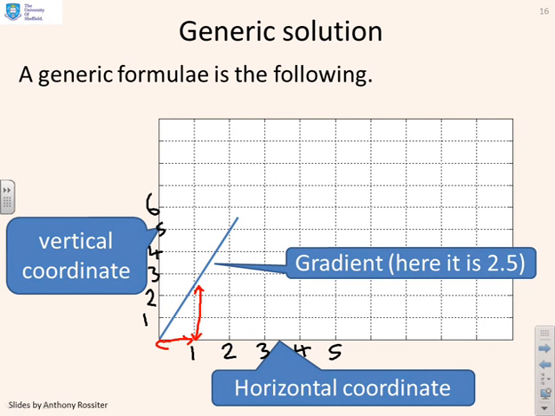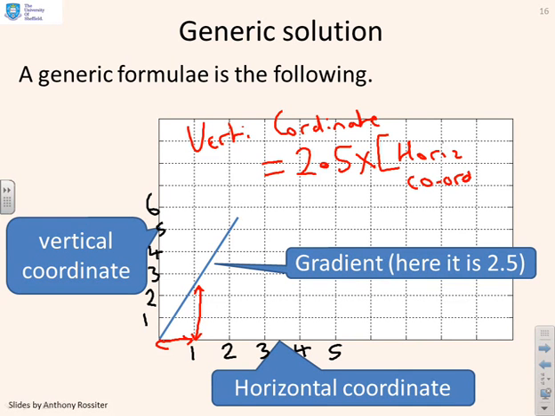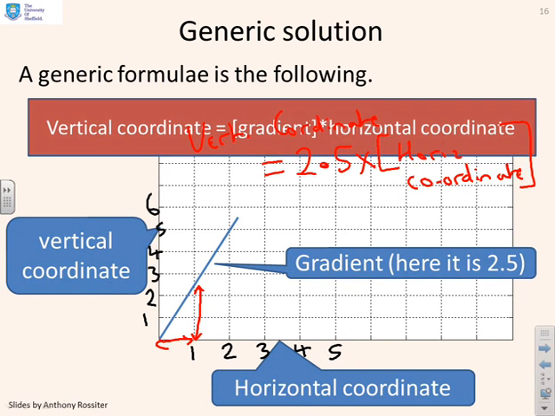So what this means is I can now write that the vertical coordinate is equal to 2.5 times the horizontal coordinate. So I've got a simple line, and quickly I've gone from that line to a formula which represents that line, which is the formula for the straight line. Okay, and that's reiterated there. So the vertical coordinate is the gradient times the horizontal coordinate.